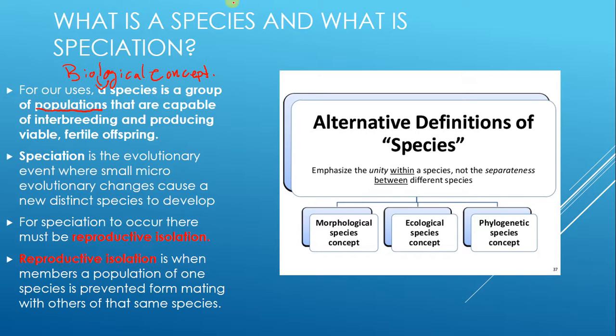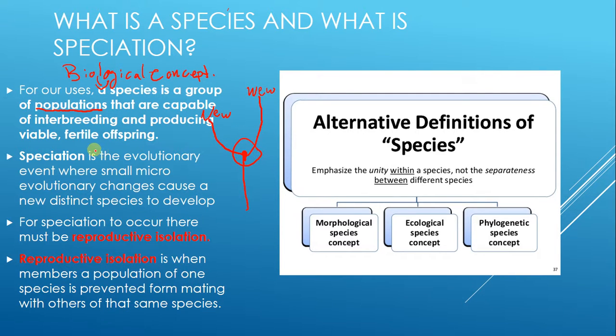So, if that is our definition, then speciation becomes the evolutionary event where the small microevolutionary changes build up over time and cause new distinct species to develop. So one species, an ancestral species, diverges into two new species.